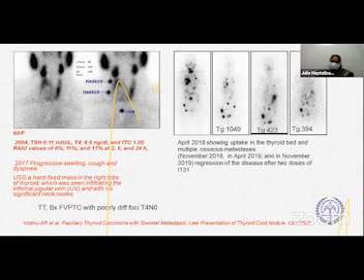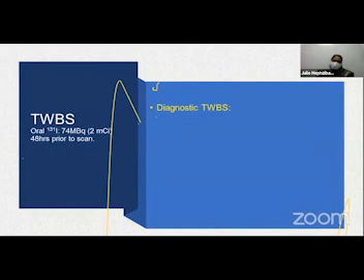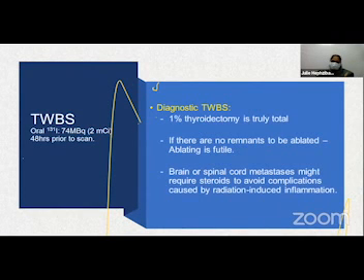So coming to whole body scan, why do we have to do a diagnostic whole body scan? We all know that almost less than 1% of thyroidectomy is truly total. So if there are no remnants to be ablated, then ablating is futile. It is also done in patients who have brain or spinal cord mets and who require steroids to avoid complications caused by radiation-induced inflammation.